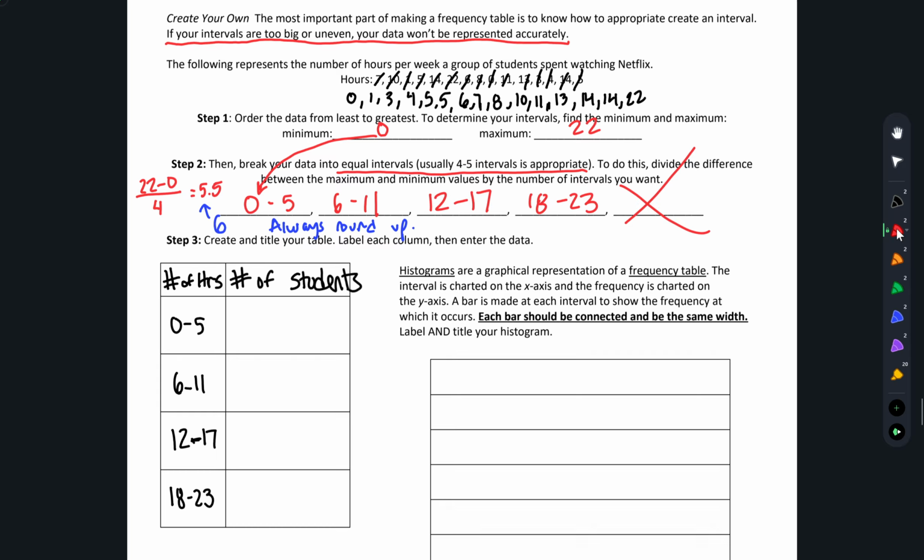And then I'm literally going to tally these up. I'm going to look at my original data. It's nice because it's already in order for me. And I'm going to count how many fall between 0 and 5. 1, 2, 3, 4, 5, 6 fall between 0 and 5. So that should get 6 tally marks.